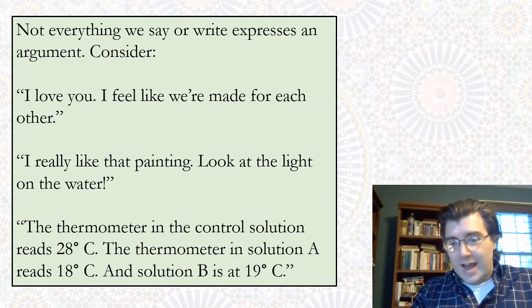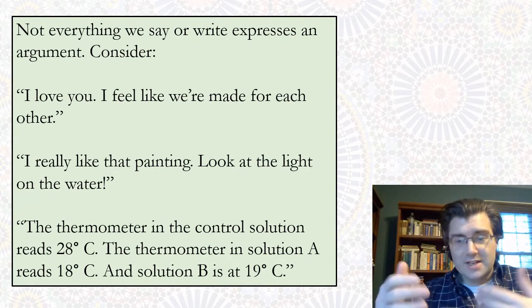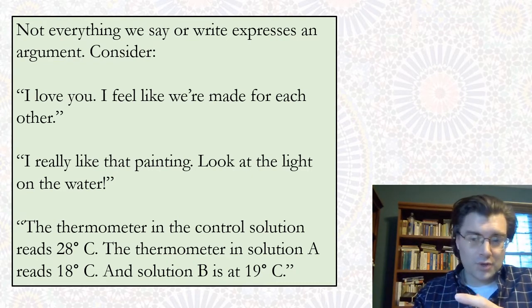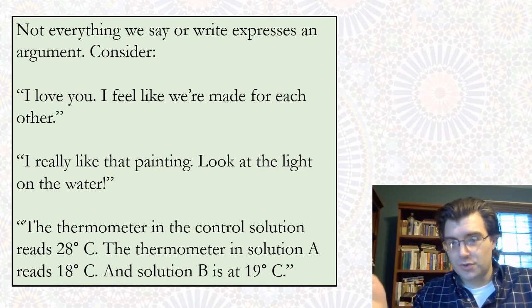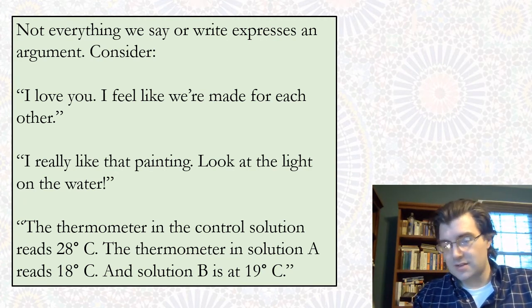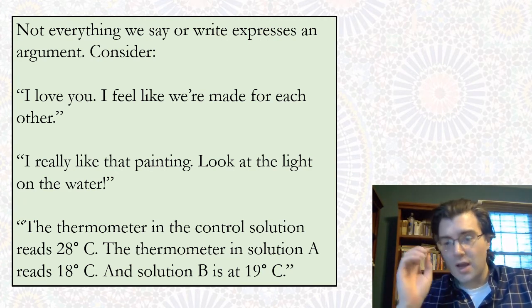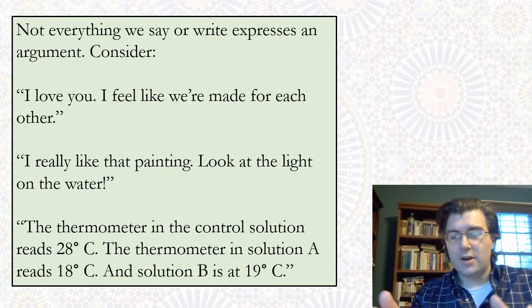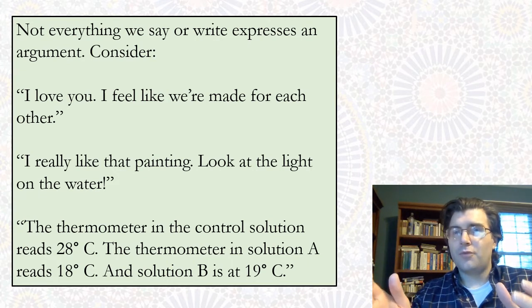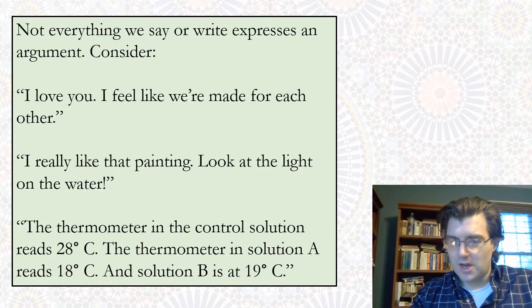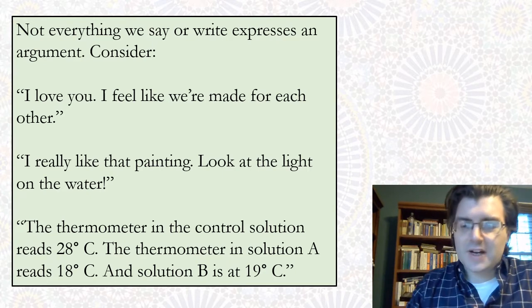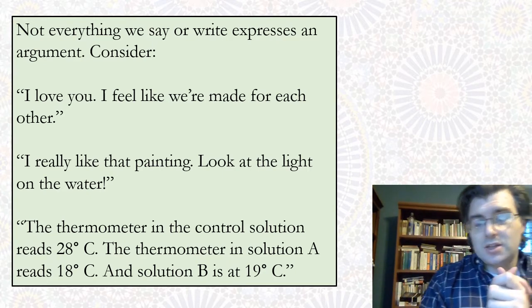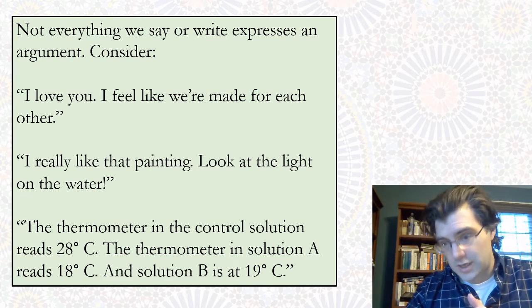And then finally, the last passage is just three data points. You can imagine maybe one person in a lab just reporting to another person in the lab, the thermometer in the control solution reads this, the thermometer in solution A reads this, and solution B is at this temperature. That's just three pieces of information. They're related, but they're not related in the form that one is providing support or evidence for the other. So I'm probably saying more about this than I need to, but the basic point is, not everything that you read will be an argument.